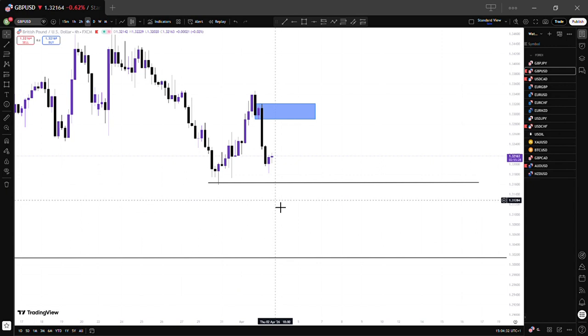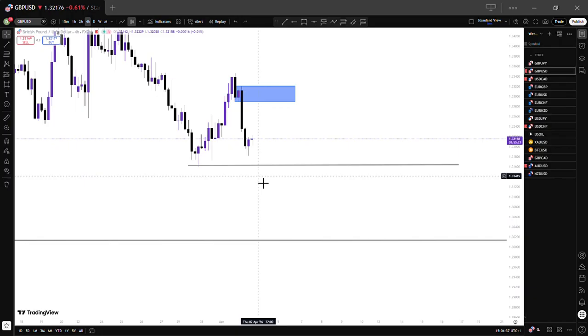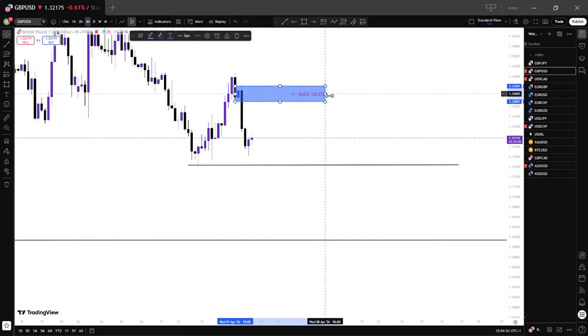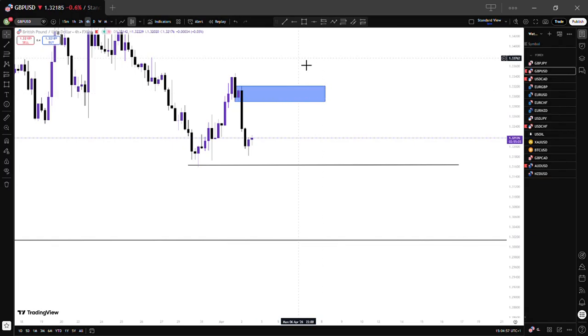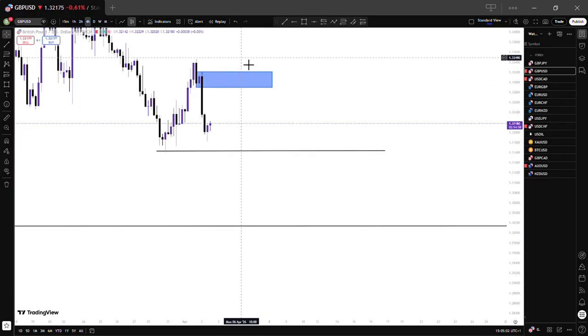It has to break the structure with a body, not a wick, remember? So there has to be a break of structure to the downside, and then it has to give us what we like to consider as liquidity that has to be swept before tapping into this order block over here. So on the 4 hour time frame, this is what we'll be looking out for, because right now we're on a downtrend, right?